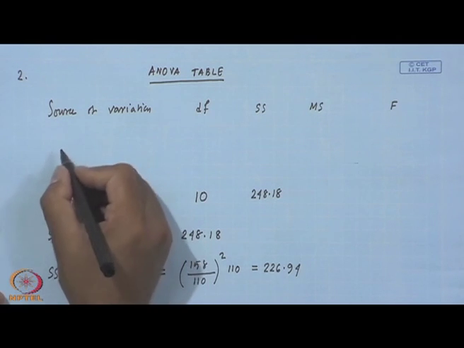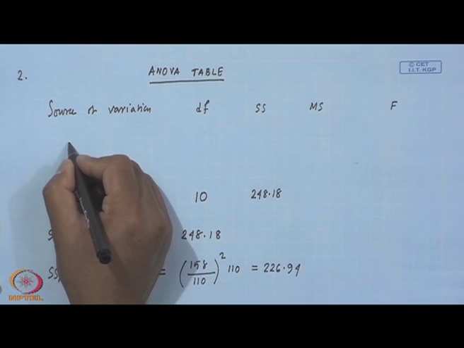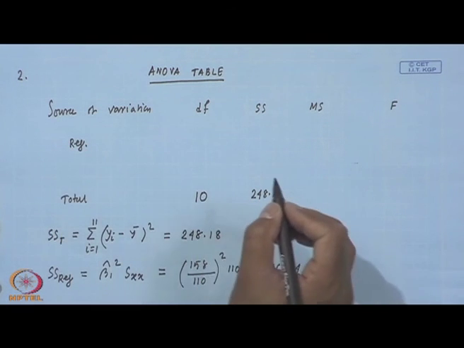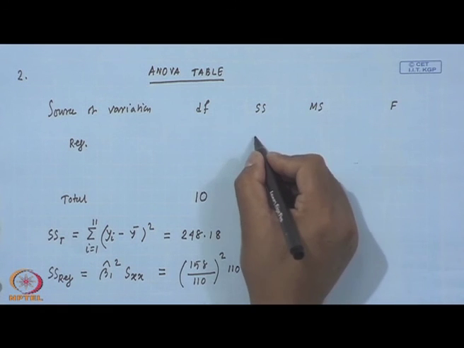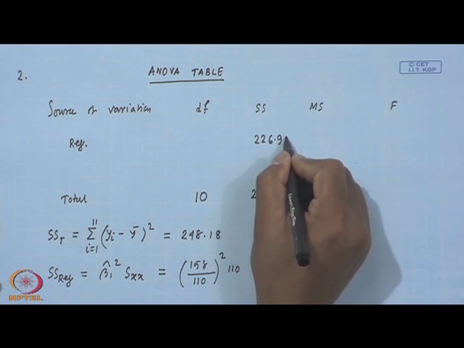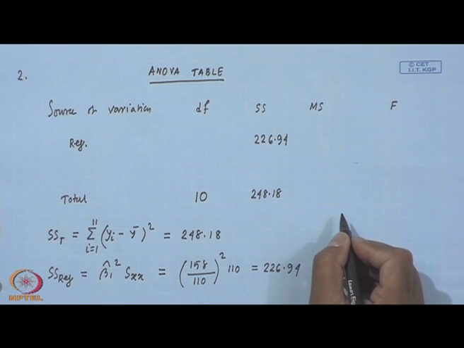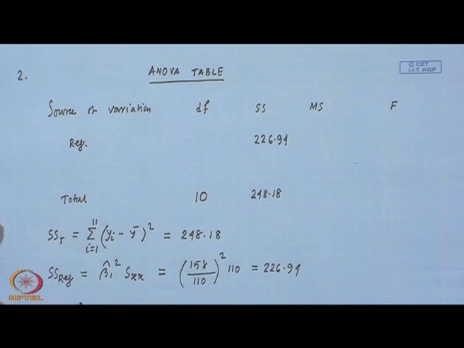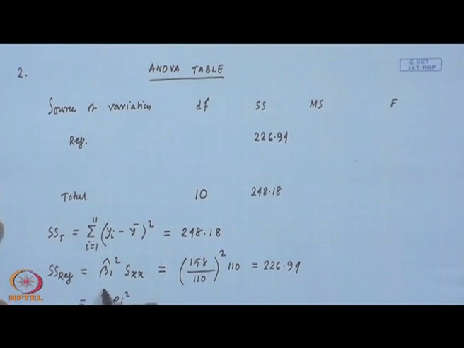Well, so this is regression here, and the SS regression is 226.94, and the degree of freedom here. See, SS regression is also equal to the sum of e_i square from i equal to 1 to 11.